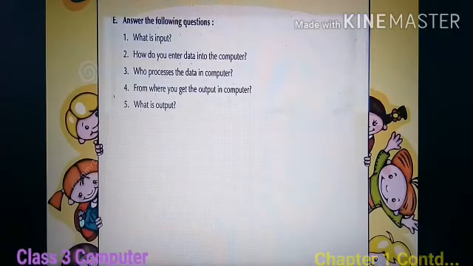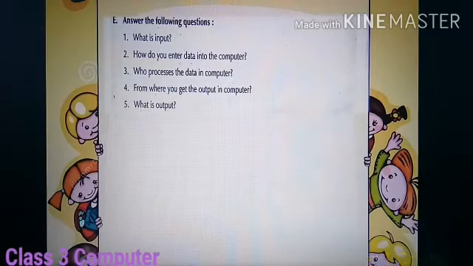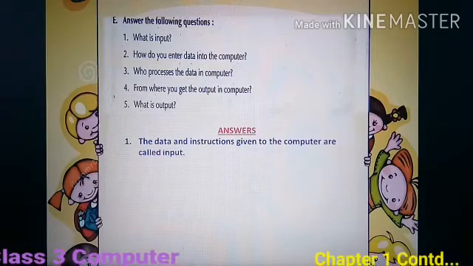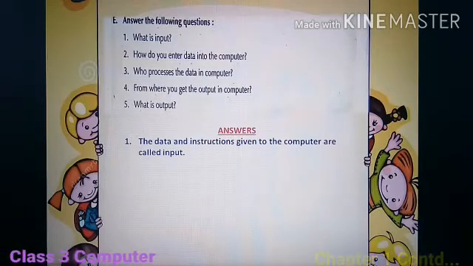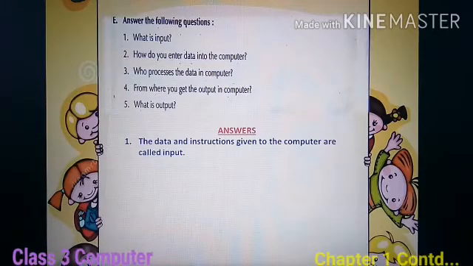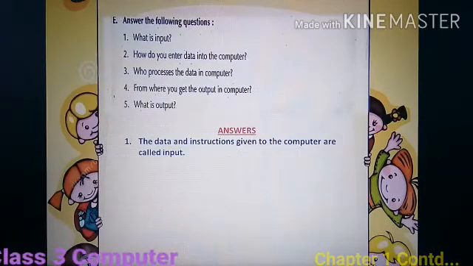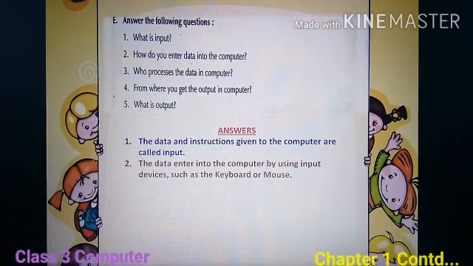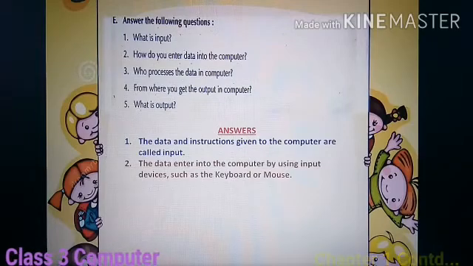The next assessment in our textbook is, answer the following questions. Here, the first question, what is input? That is, we already discussed. The data and instruction given to the computer are called input. And the second question, how do you enter data into the computer? Yes, it is by using input devices. That is, the data is entered into the computer by using input devices such as keyboard or mouse.